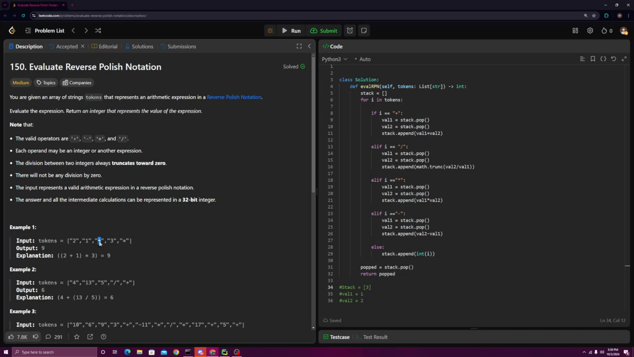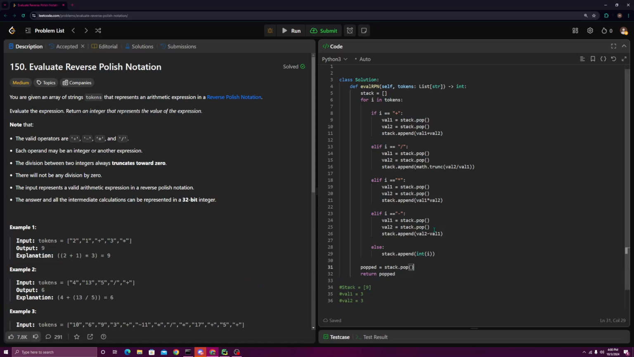So we finished the addition token, and now we push 3 onto the stack. Next, we have a multiplication operator, so we pop the 2 values off the stack. We pop the two 3s, and then we append value 1 times value 2, which would be 9. Now we have no more tokens to go through, so we just pop whatever the last value is in the stack and output that.